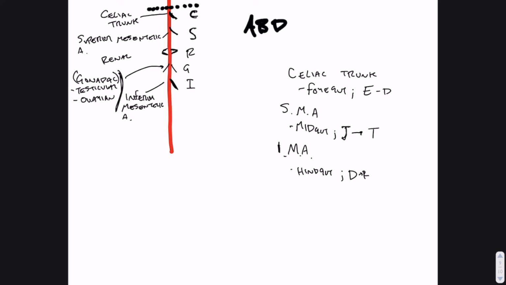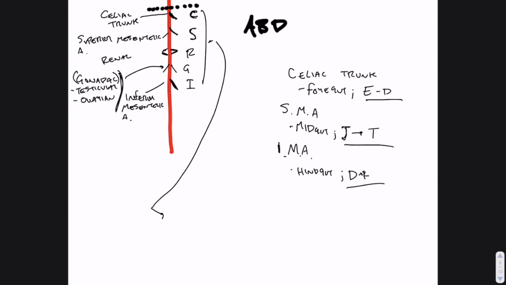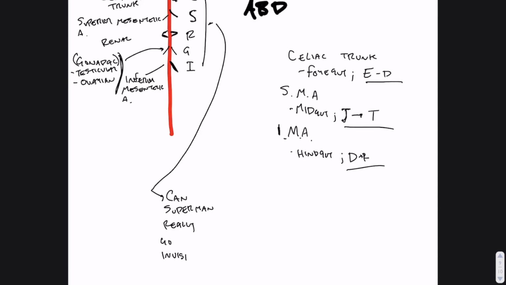So if you remember that mnemonic, Ed and JT are doctors, that keeps your foregut, midgut, hindgut in order. Here's another mnemonic to keep them in order as they come off the abdominal aorta: Can, Superman, Really, Go, Invisible. That's a stupid mnemonic, but it can help you keep things in order if you need to, especially on a practical in a lab setting.